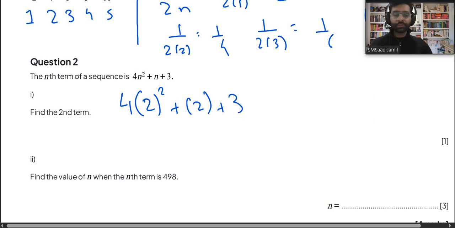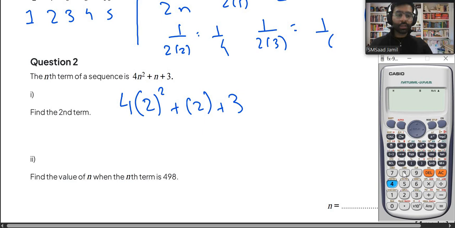Alright. So we are going to use our calculator. Here I am entering the whole equation into the calculator. So the answer is 21.